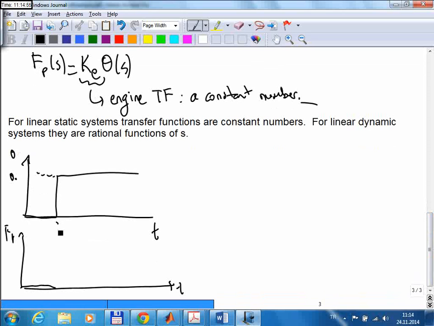So if you step on the gas, the engine follows that, right? So this is Ke times theta 0.